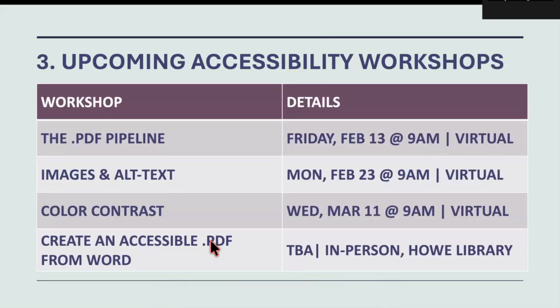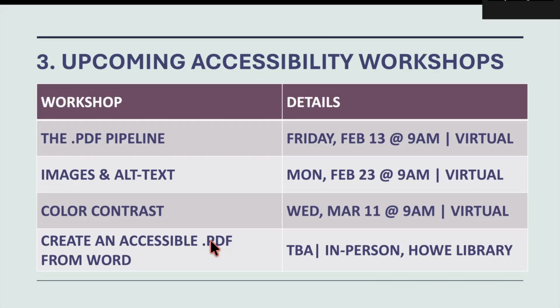We also have at this point in time upcoming accessibility workshops. If you are at UVM, you can attend one of these workshops. Otherwise, I will put cards here in the recording that link to the recordings for the other workshops. We're going to be talking about the PDF pipeline Friday, February 13th. It's a virtual workshop. We're also going to be talking more about images and alt text Monday, February 23rd at 9 a.m. Again, another virtual workshop. Our last virtual workshop for the early spring is color contrast, and that is Wednesday, March 11th at 9 a.m.